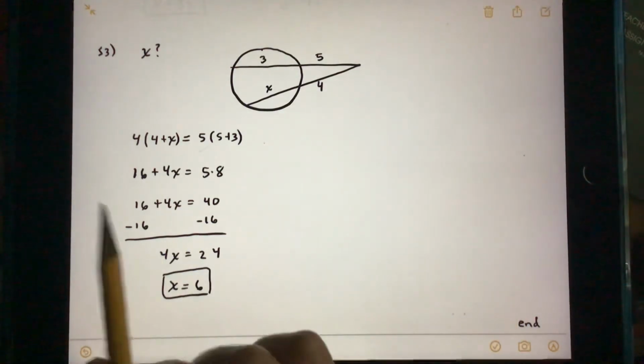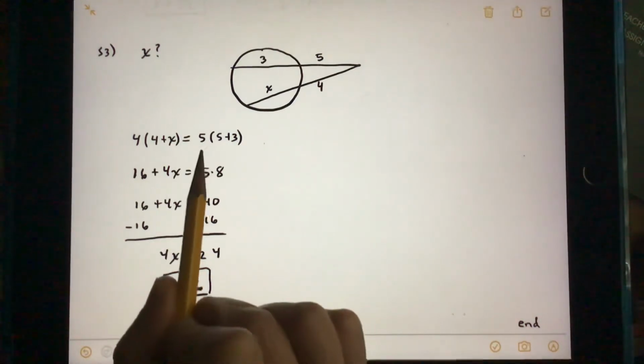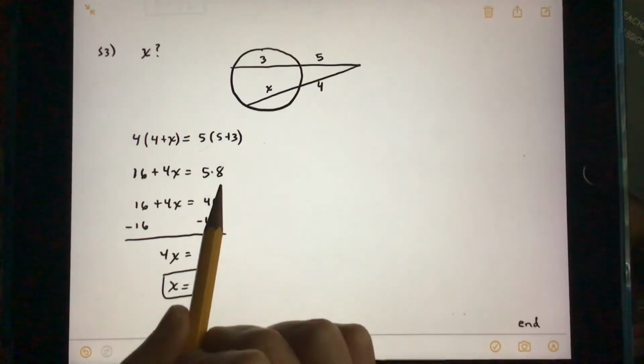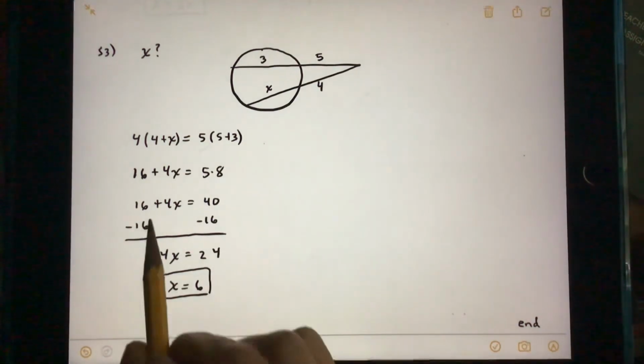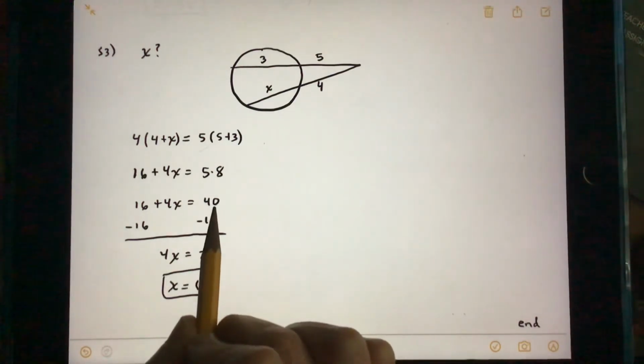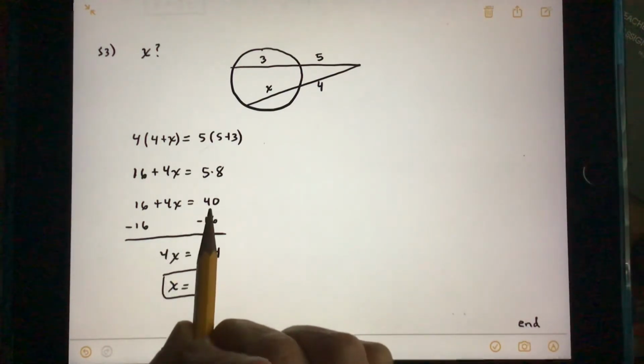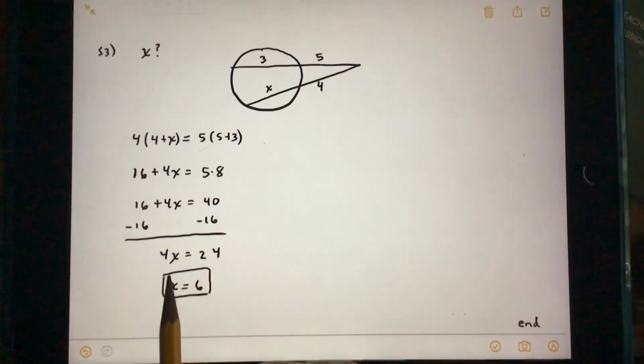All right, now we solve for x. That will give us 16 plus 4x is equal to 5 times 5 plus 3, which is 8. And then we're just going to rewrite this, multiplying out the 5 times 8 is 40. So 16 plus 4x equals 40. Subtract 16 on both sides, and we'll have 4x equals 24. Divide both sides by 4, and the length of x would be 6.